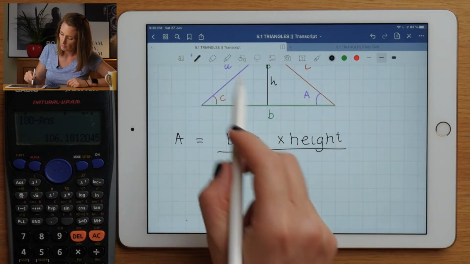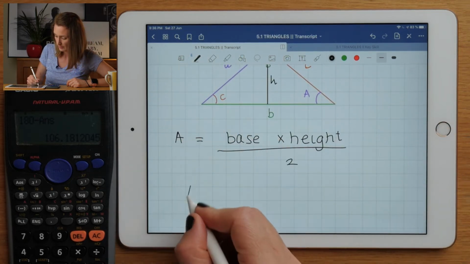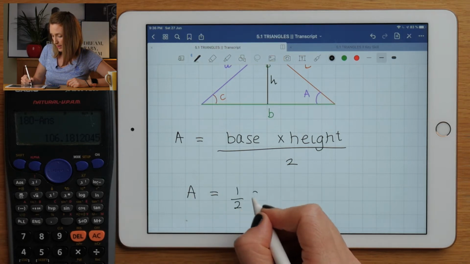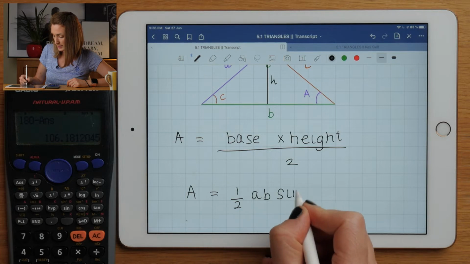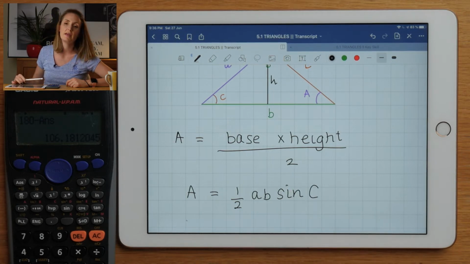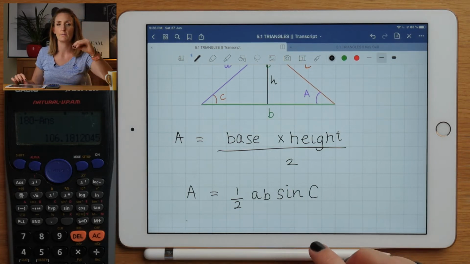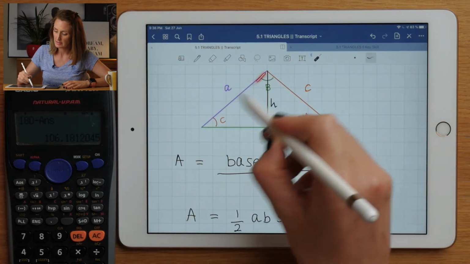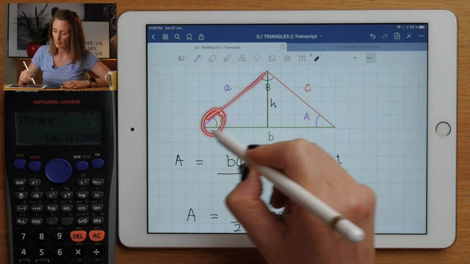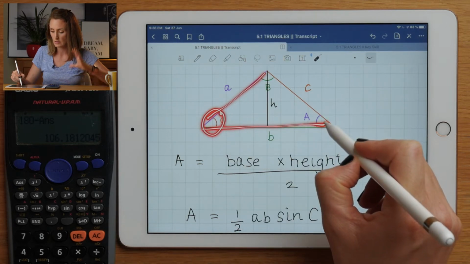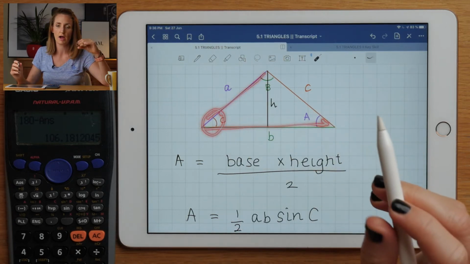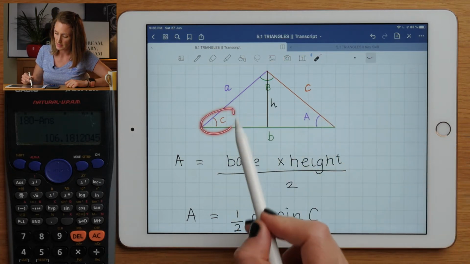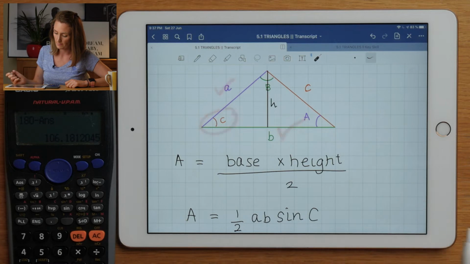Now the area of a triangle is going to be area equals a half AB sine C. So if you want to find the area of a triangle, I like to think about it like a little mouth. You have to have the side, the angle, and the side. So that's where the little mouth comes in. Think of it like a crab claw. So in this situation, we're going to assume that we've got the side C, this one, and this one.